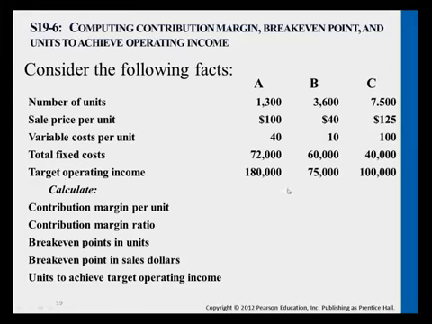So we have some of this operating income right here for A, B, and C, right? It does not matter what A, B, and C stand for. We know that for A, we're producing 1,300 units, and we sell it at $100 per unit. Our variable cost is 40, and our fixed cost is 72,000. So what are we going to calculate here?